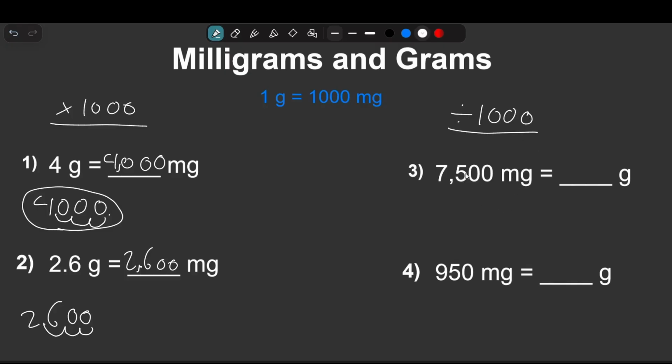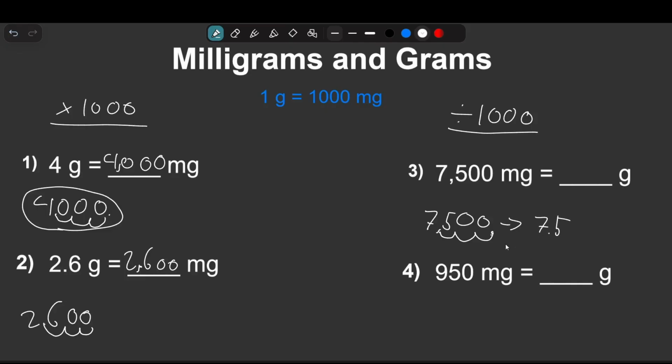So 7500 divided by 1000. In this case, what you can also do is move the decimal 3 times to the left. So I will show you guys how you do this. Let's write our 7500 right here. And you guys know this isn't a decimal number, so the decimal of this number is right here at the end. So we can move the decimal 3 times to the left, like this. 1, 2, and 3.